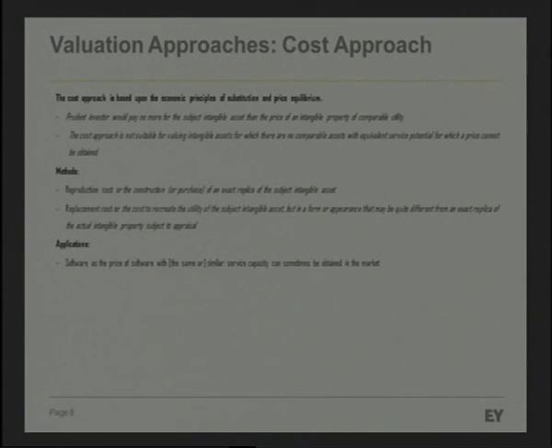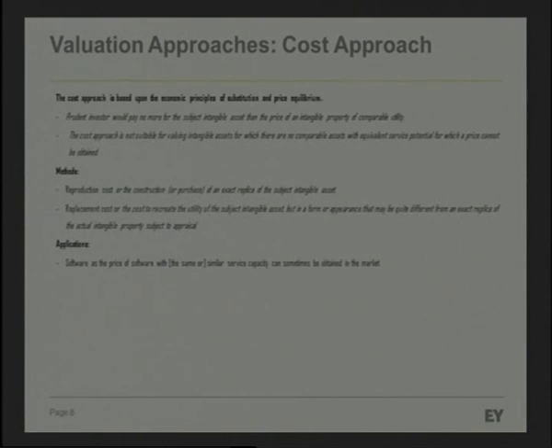So there are two sub-methods within the cost approach. One is the reproduction cost, which basically says that if I have to reproduce this IPR or an intangible, what will be the total cost to construct this internally, which will have similar properties as the intangible that I'm looking at. The second is the replacement cost, which is the cost to recreate the utility of the subject IPR, but in a form or appearance that may be different from the exact replica. So it's a reproduction cost or a replacement cost.